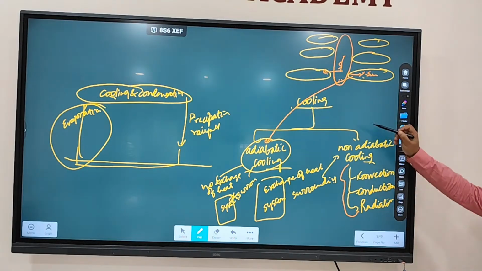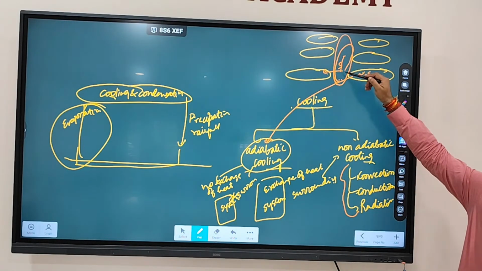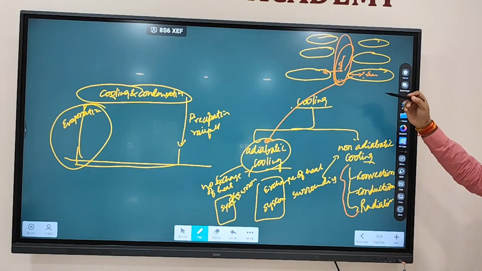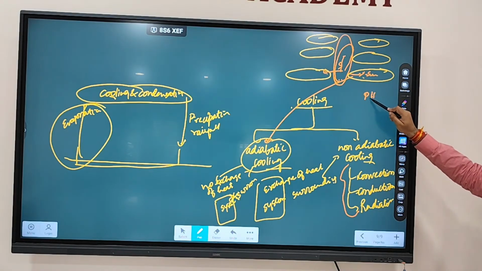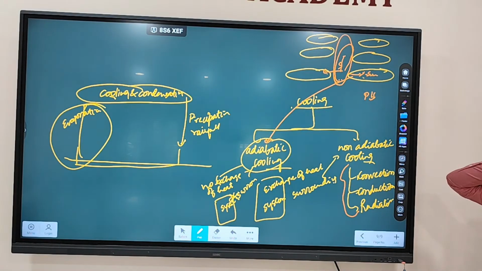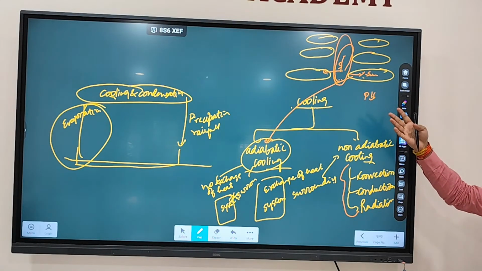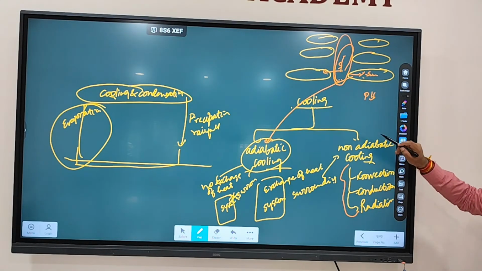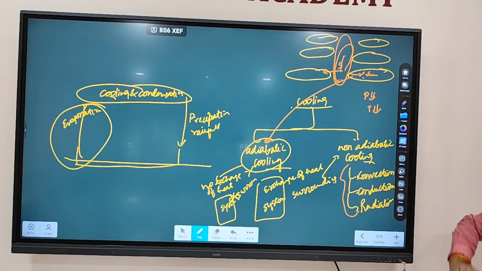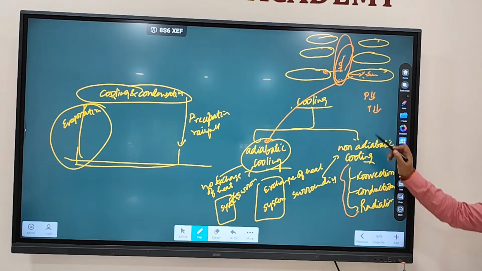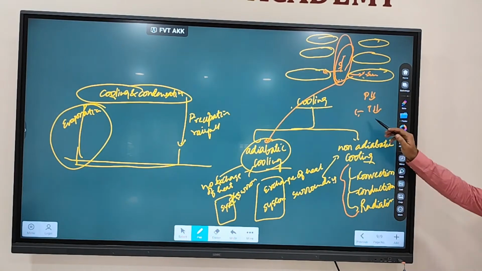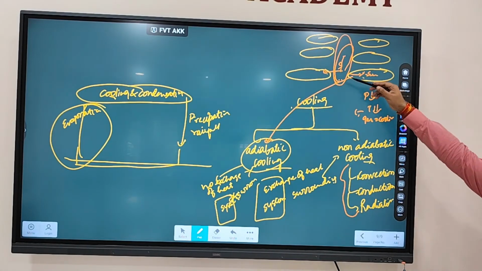So as we discussed, when air is rising, what is happening? Pressure is declining. As you go up, pressure will decline. When pressure declines, temperature also declines. When temperature will decline, we say that the gas is cooling.